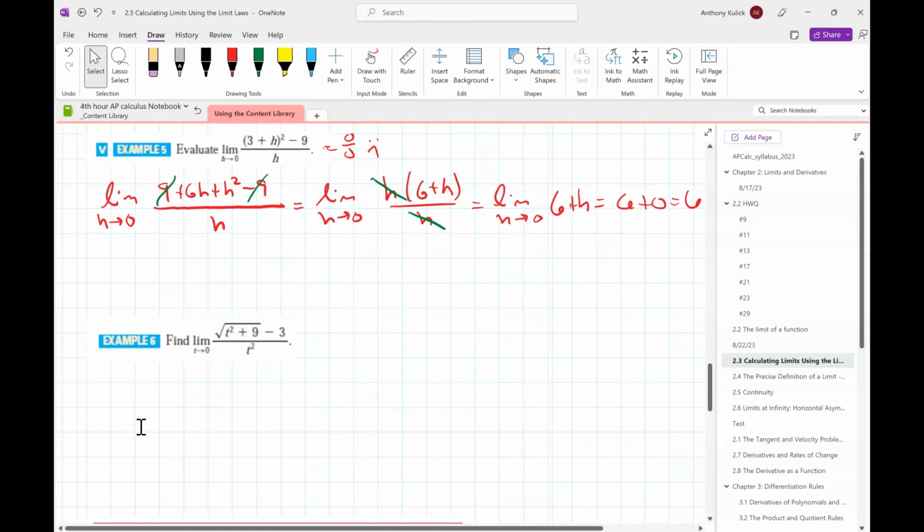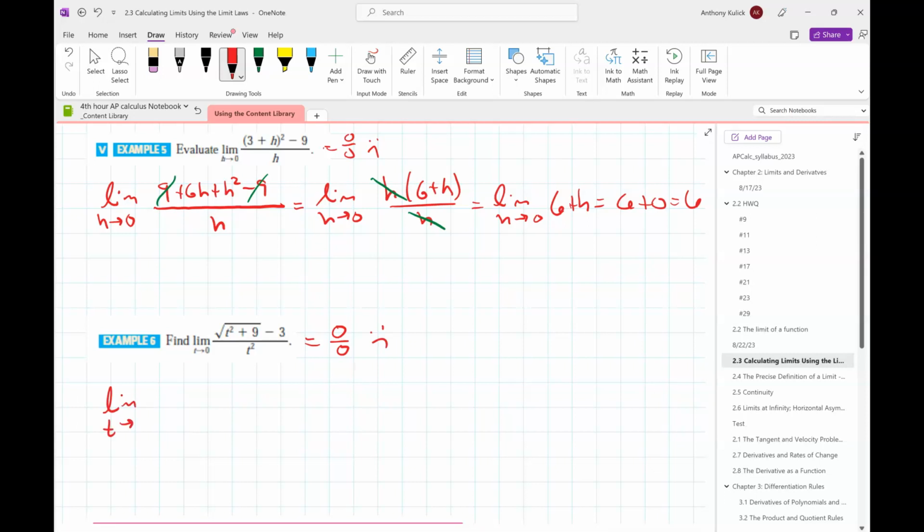So here we have the limit as t approaches 0 of the square root of t squared plus 9 minus 3, over t squared. If I try direct substitution, what do I get? 0 over 0. Okay. Well, is there something we can do still? And t squared plus 9 does not factor because it's a sum of two squares. Okay, by what? Yeah, so we'll multiply by the conjugate.